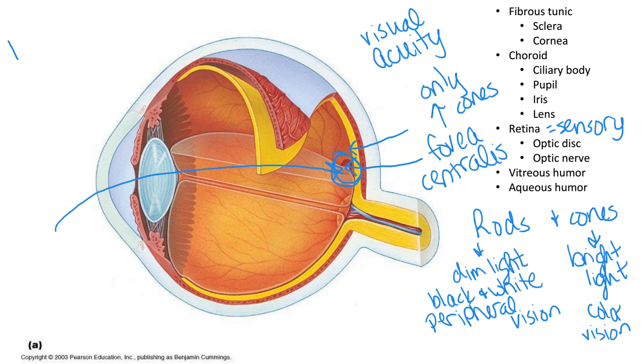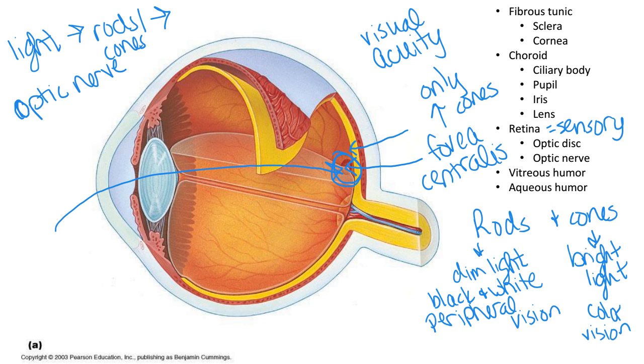Okay, and so let's follow the path of light for a second. So the light will come into the eye, and it will stimulate the rods or cones. And so now that information is going to travel down the optic nerve. The optic nerve is this big giant yellow thing that's sticking out in the back here. Okay, so that's my optic nerve. It's also called cranial nerve 2, and it's going to head to the brain.